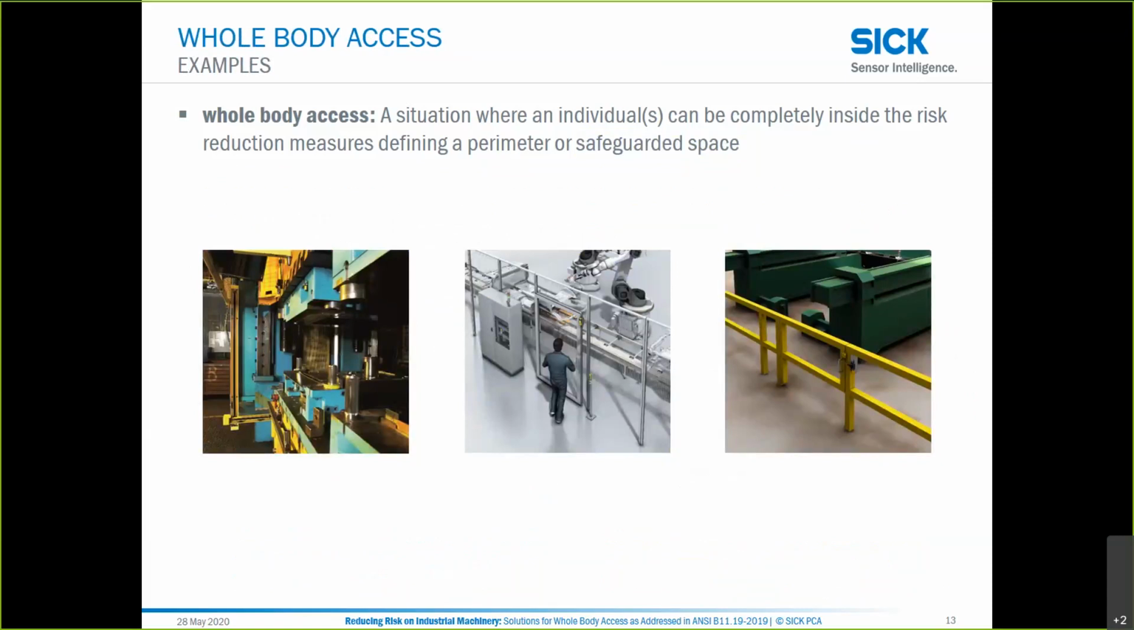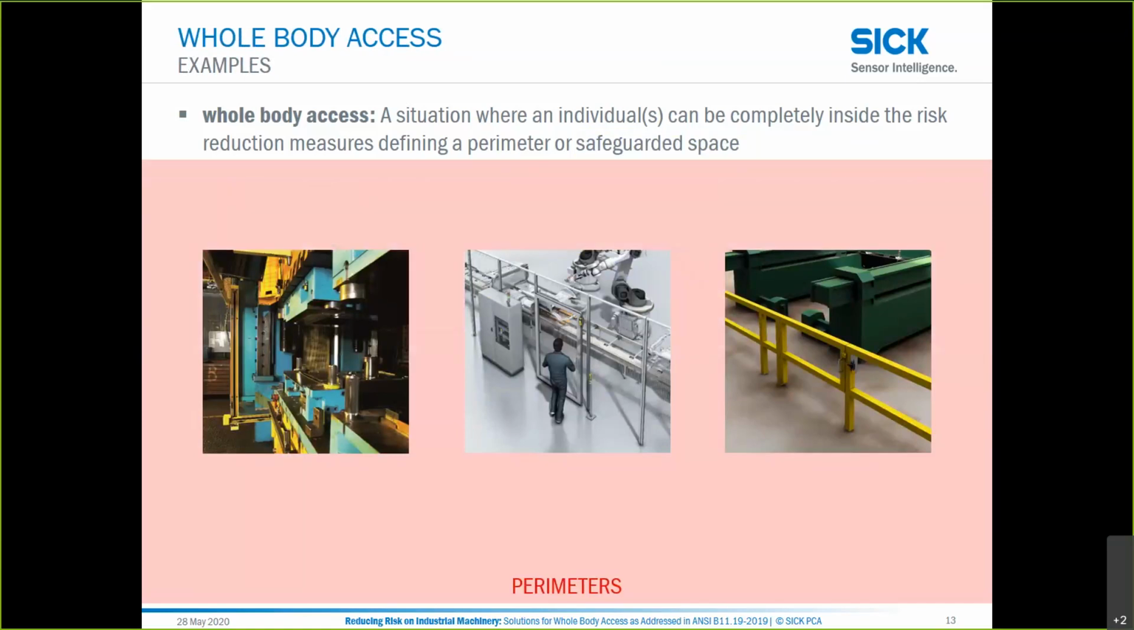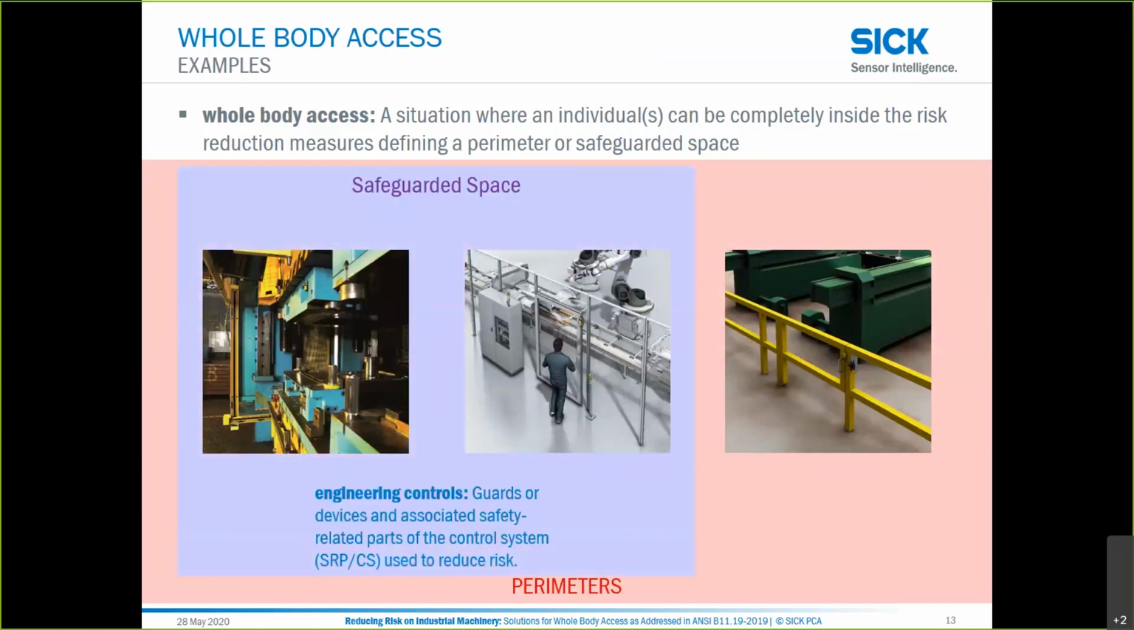So examples where whole body access occur, there's a couple examples here on the screen. All of these have defined perimeters. The two on the left are safeguarded spaces because they're using engineered controls. In the first option, there's a vertical light curtain that defines the perimeter. In the second option, there's a fixed and interlock guard dividing the perimeter, so that's the safeguarded space. And in the third example, we have an awareness barrier being used to define the perimeter. And since you can get through over, it is not a safeguarded space, but it is a perimeter.